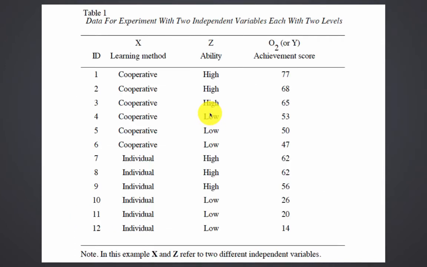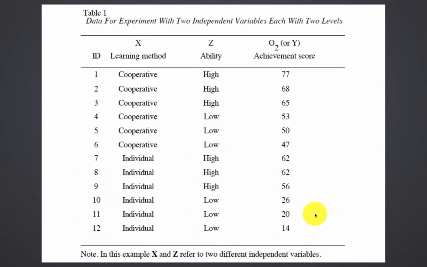So to really bring this home, it's good to see how a factorial design might look when you have actual data. This is just a simple 2x2 factorial design where we have 2 variables. The first one is learning method. There were 2 types of treatments, cooperative and individual. And then the second variable is an attribute which we measured prior. We didn't manipulate it, we just measured their ability. So we measured and categorized them as either high or low levels of ability. And so what we've got here is our 4 groups. So we have our cooperative high, our cooperative low, and we have our individual high and our individual low.